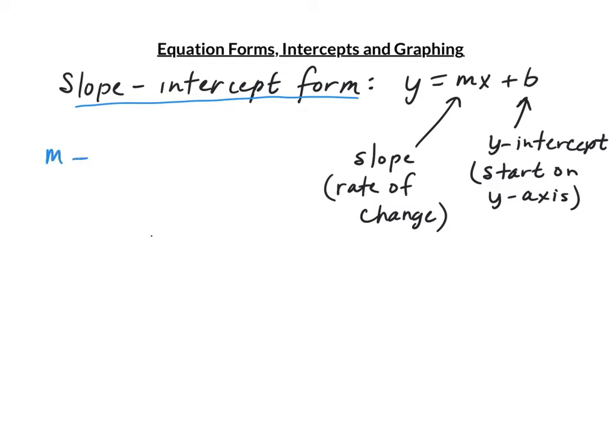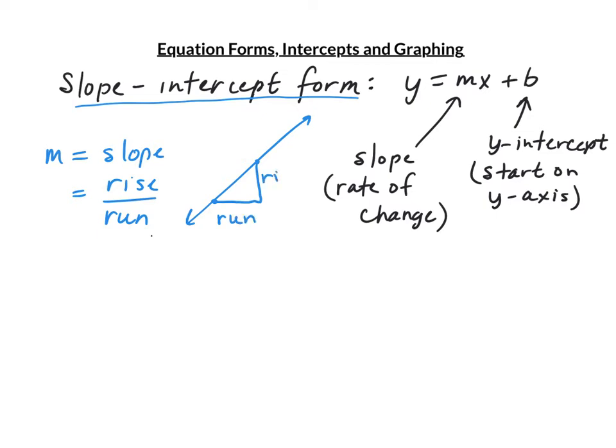Reminder, m, the slope, is defined as rise over run. So when we have a line and we pick any 2 points on the line and we make a triangle, the horizontal part is called the run and the vertical part is called the rise. Sometimes you see it written as delta y over delta x, where the triangle, the Greek letter delta, is used to mean change in. It's the change in y over the change in x. It's the rise over the run.